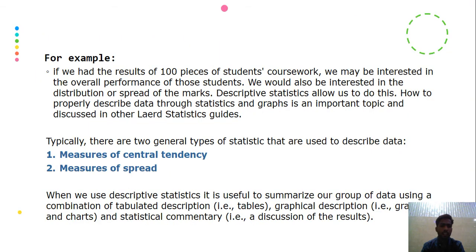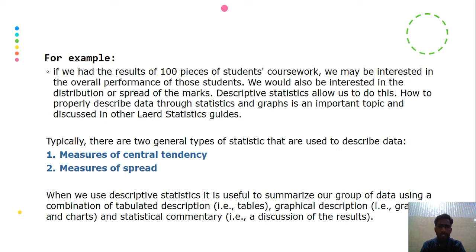Descriptive statistics therefore enables us to present the data in a more meaningful way, which allows simpler interpretation of the data. For example, if we had the results of 100 pieces of students' coursework, we may be interested in the overall performance of those students. We would also be interested in the distribution or spread of the marks. Descriptive statistics allow us to do this. How to properly describe data through statistics and graphs is an important topic, discussed in other statistics guides.